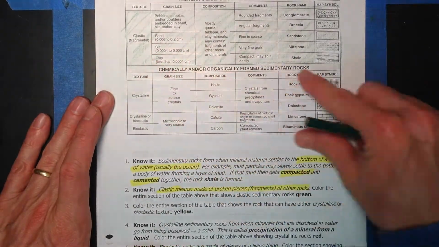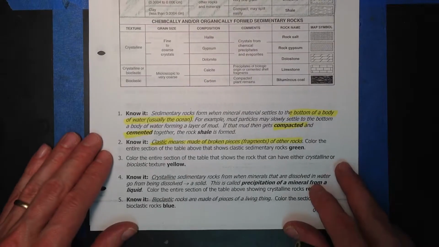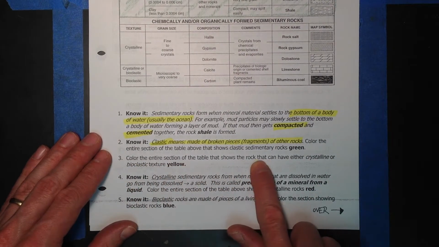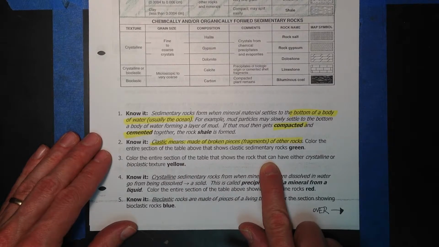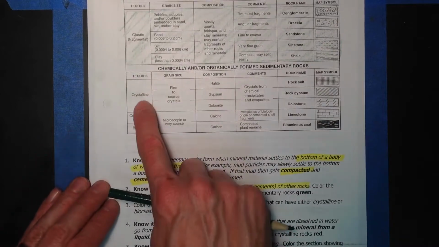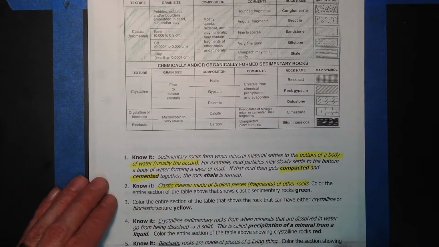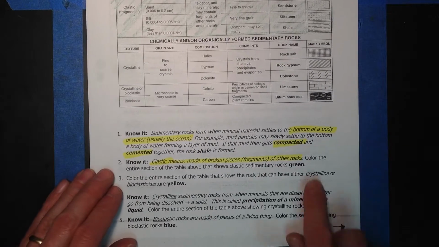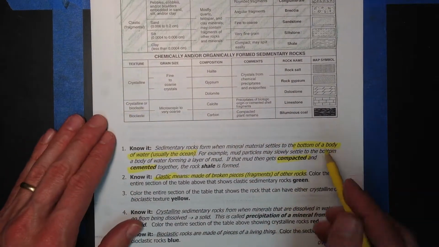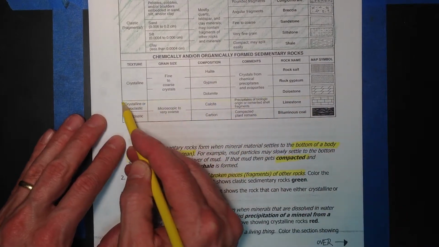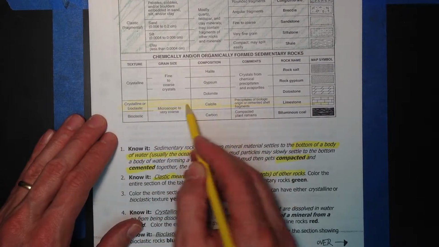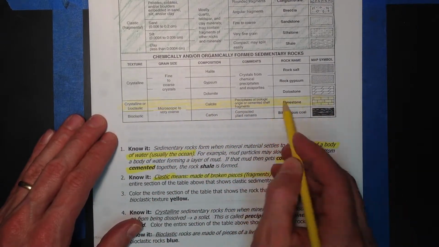These are other types of sedimentary rocks. Three. Color the entire section of the table that shows the rock that can have either crystalline or bioclastic texture yellow. So crystalline or bio, it's just this right here. So you would do this. They can have either. So it's limestone really, and limestone can be either. And it says shell fragments.